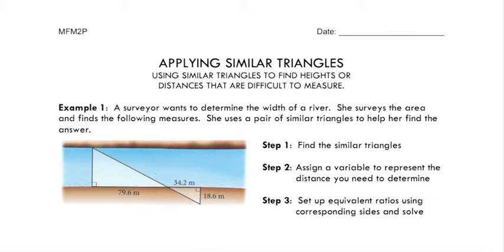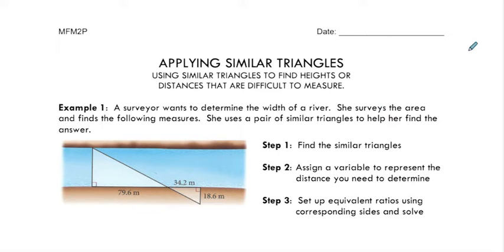Applying similar triangles. We're going to use similar triangles to find the heights or the distances that are difficult to measure. We're going to work through 4 different examples. Example number 1 says a surveyor wants to determine the width of a river. She surveys the area and finds the following measures. She uses a pair of similar triangles to help her find the answer.